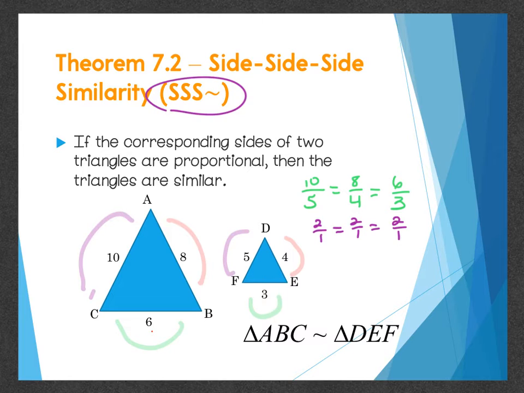Side, side's not enough. You have to do 3. So there's 2 angles: angle, angle; side, angle, side: 2 sides and an angle; or all 3 sides.